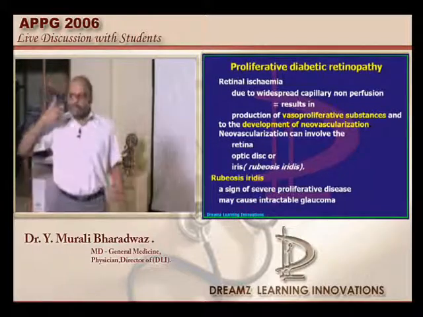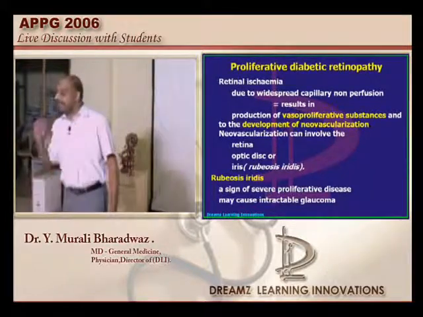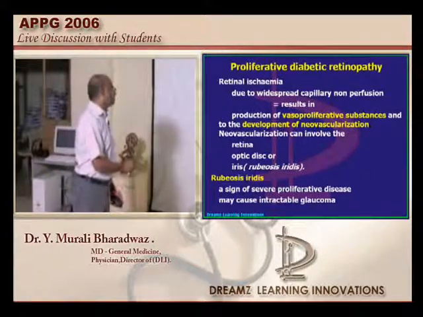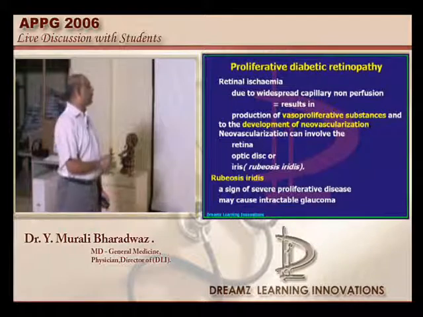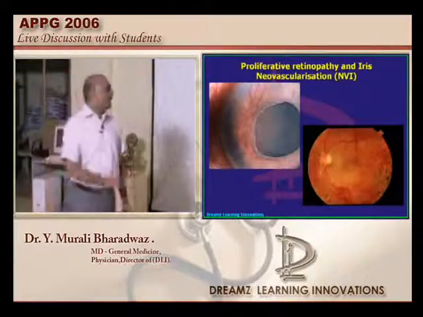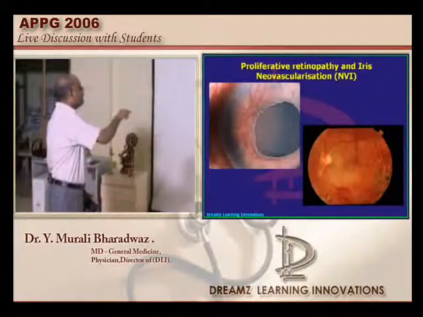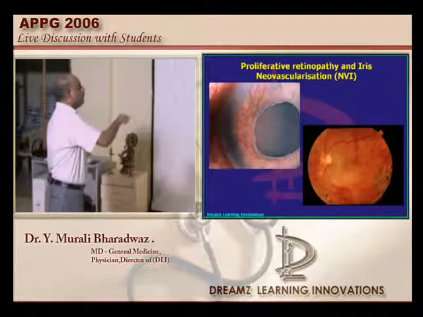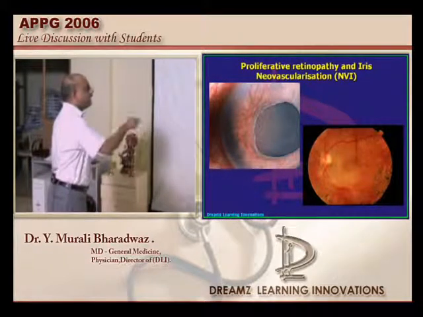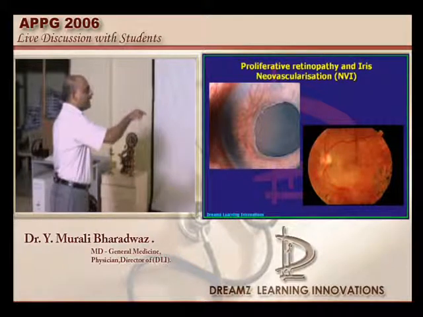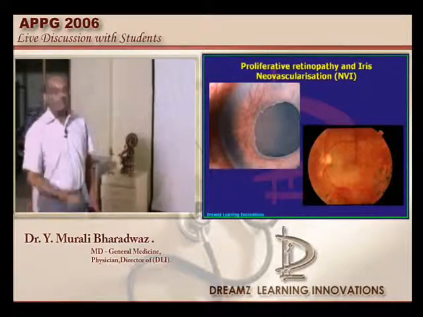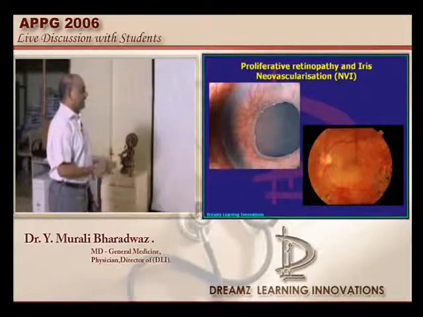In fact, the presence of rubeosis iridis on clinical examination is a sign of a very severe form of the proliferative disease, and it can lead to an intractable glaucoma, which is one of the important complications. So here you can see, doctor, the new vessels are developing into the iris. So you can see the rubeosis iridis, and in the retina you can also see the presence of neovascularization with a lot of microaneurysms. So this is a classical feature in the case of neovascularization.